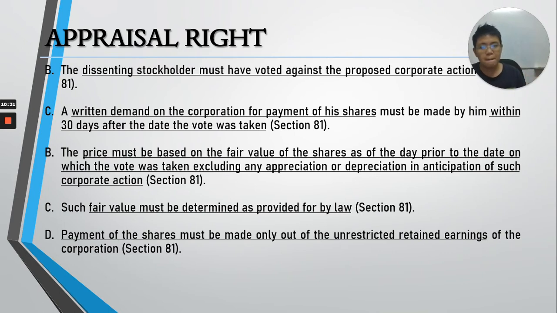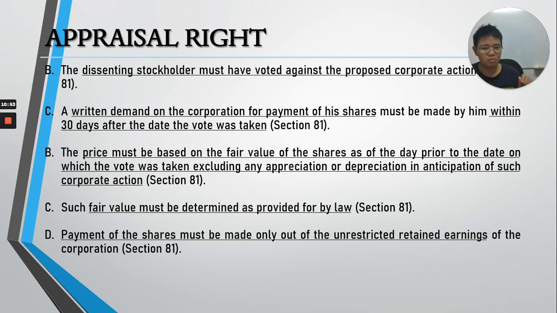So anyway, number 5. My numbering seems off, right? So anyway, it is not numbering, it is lettering. A, B, C, D, E. Number 5, such fair value must be determined as provided for by law. I already said that.